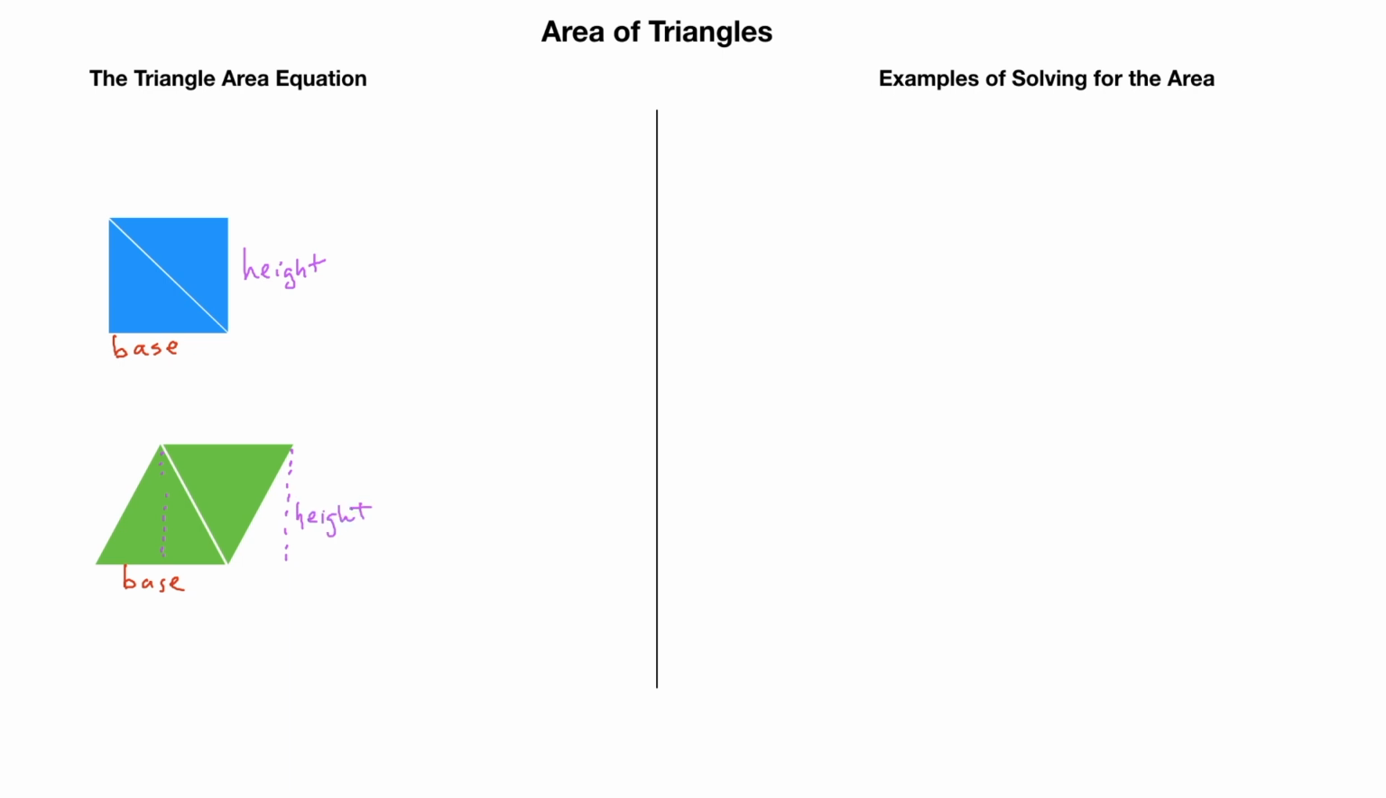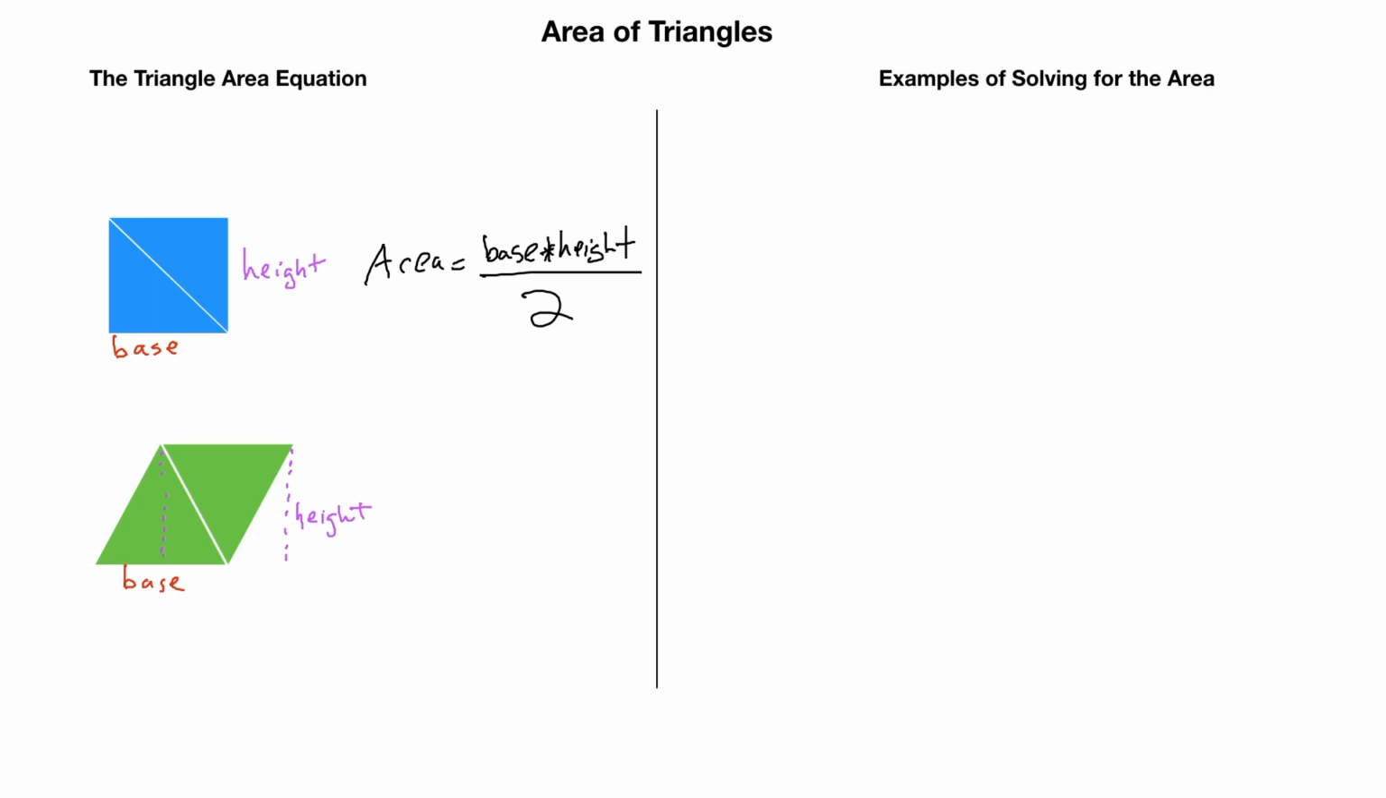So we could find the area of these by simply saying the area of a triangle equals the base times the height. But then, since I doubled each of these triangles in order to make those shapes, we're going to have to divide that whole thing by 2.